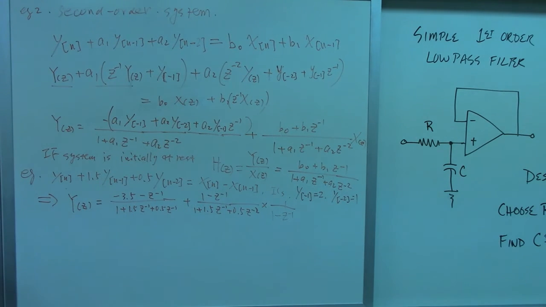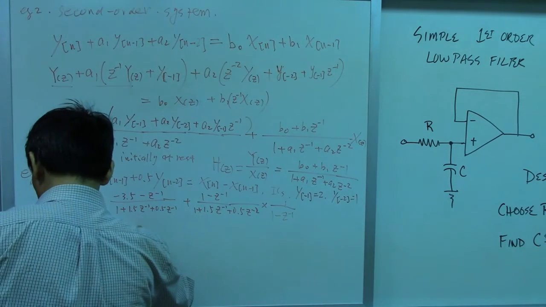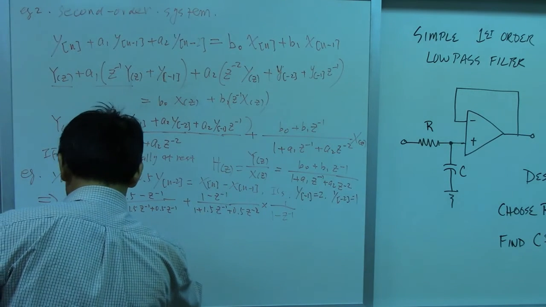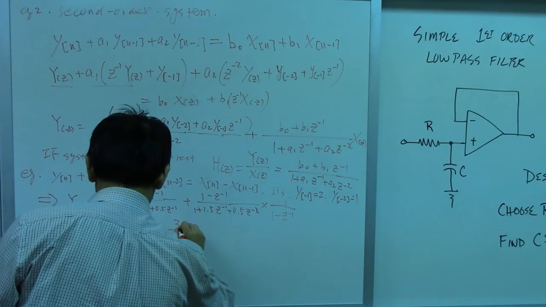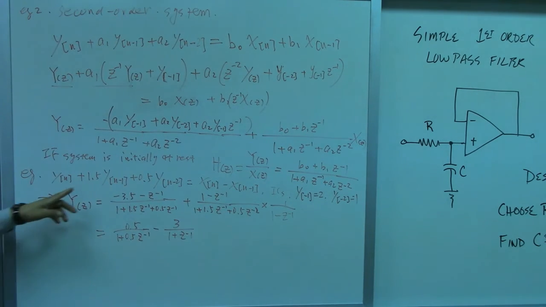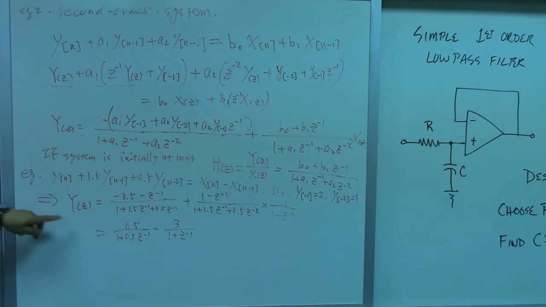Now, let's combine these two together. So that will be equal to 0.5 over 1 plus 0.5 z to the -1, plus minus 3 on the top, 1 plus z to the -1 on the bottom. I combine these two terms and do partial fraction expansion. I get these two: constant A equals half, constant B equals -3. So you know how to do this, right? Just need some time.